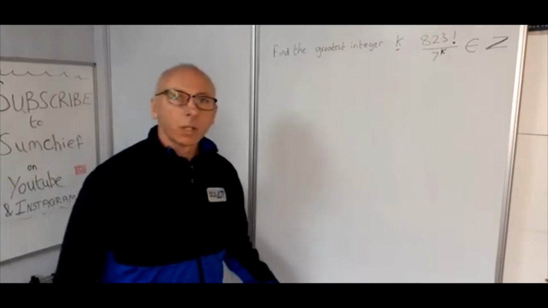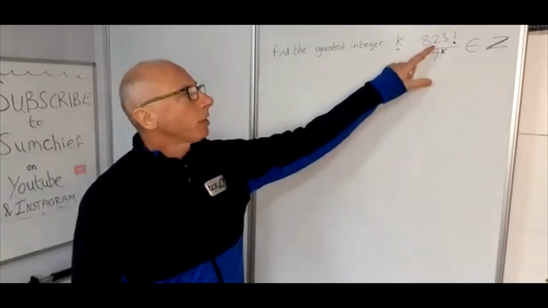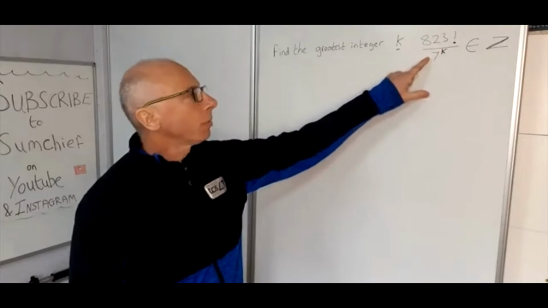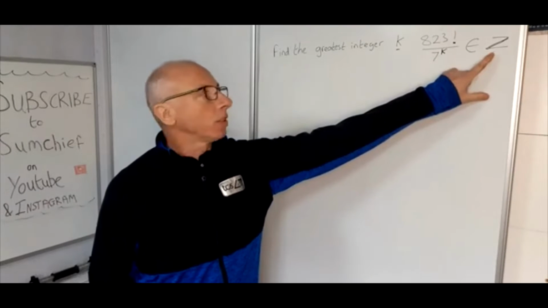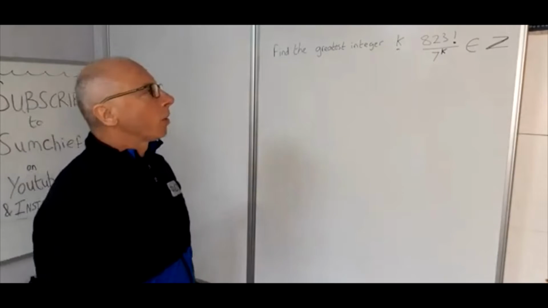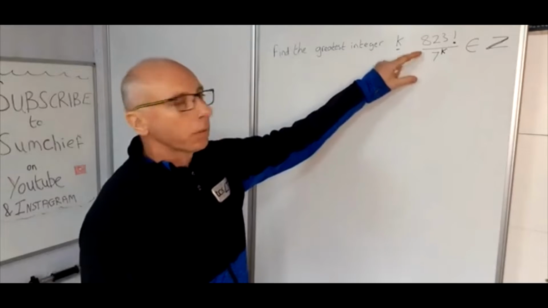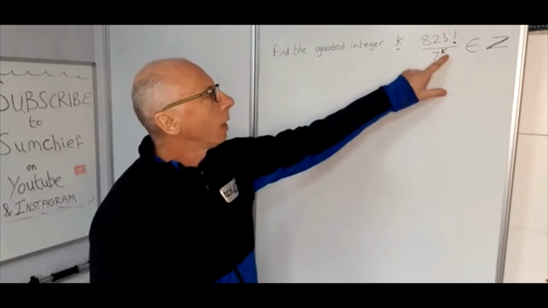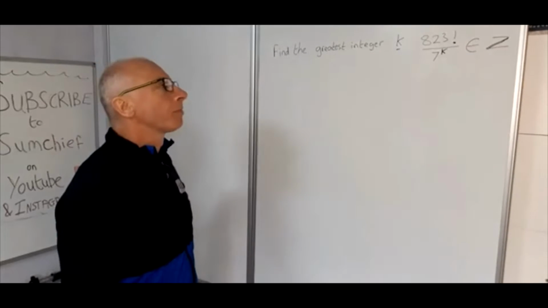Okay, so we've got a question here. We need to find the greatest integer k when 823 factorial divided by 7 to the power of k is in a set of integers. So how are we going to go about calculating what k is? We know that we've got to get a fraction, but how can we find out that it's going to be a whole number and the largest value of k? That's the object of this question.